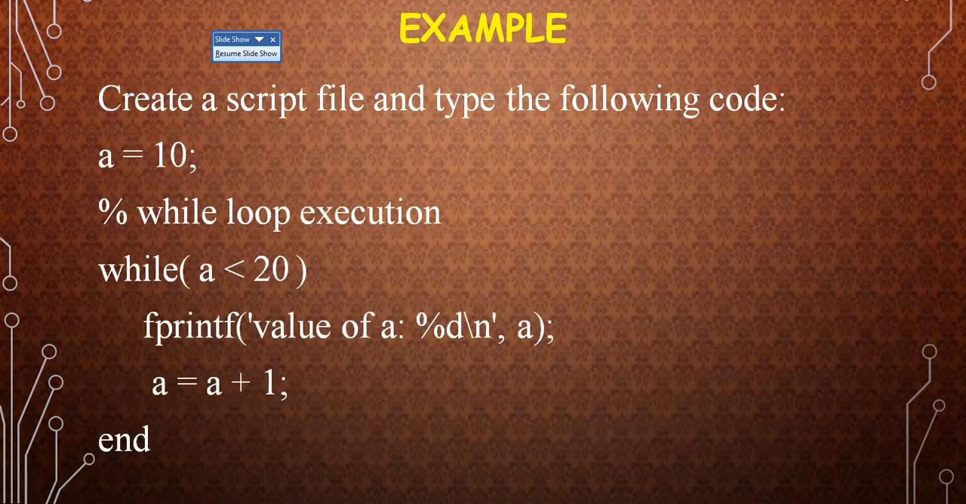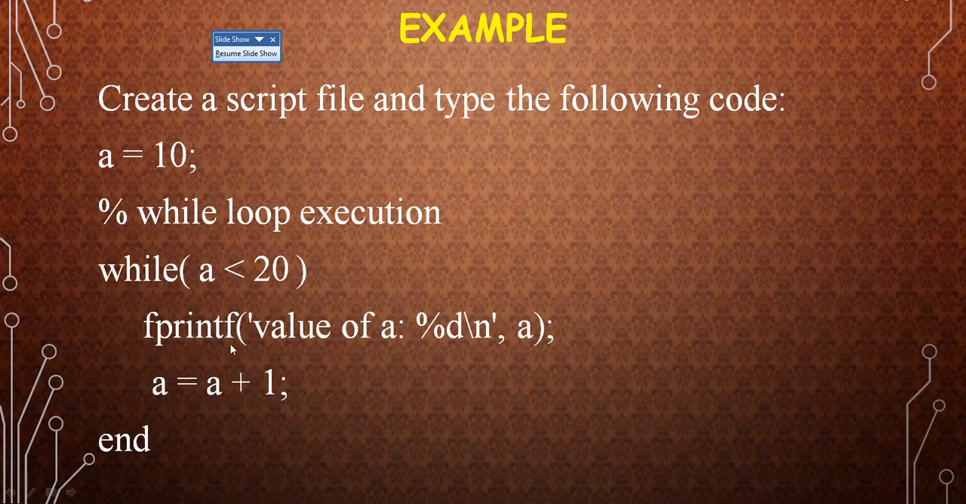Now, see this example. This is a very simple example. Create a script file and type the following code. Here a equals 10 is given. Now, what is the condition? Inside the while, write the condition a is less than 20. In this situation a is 10, which is less than 20, so it will enter the while loop.